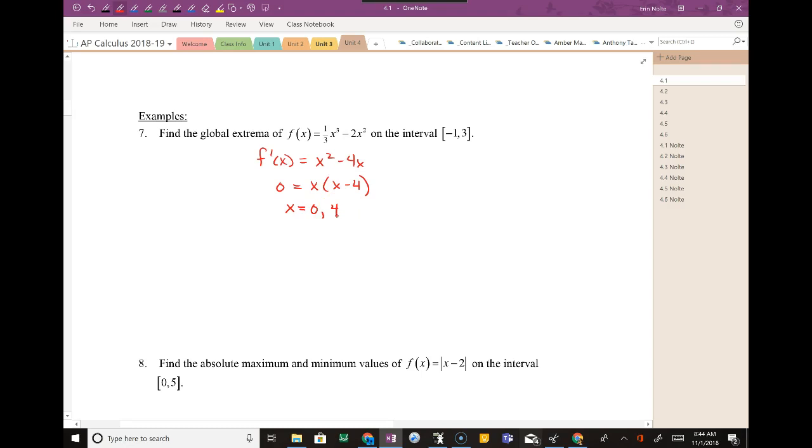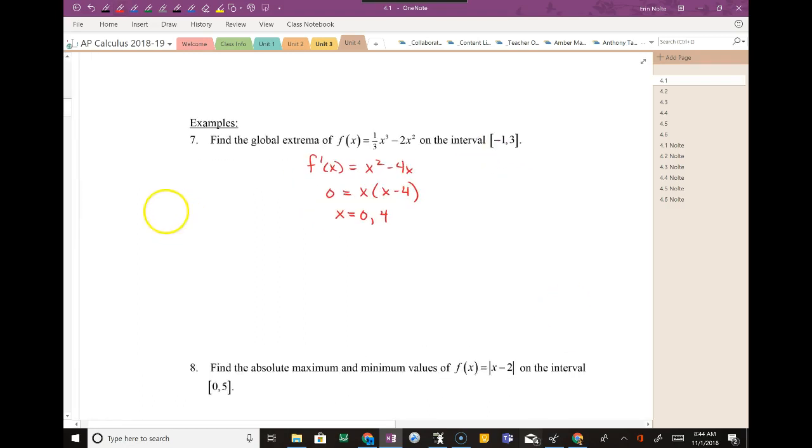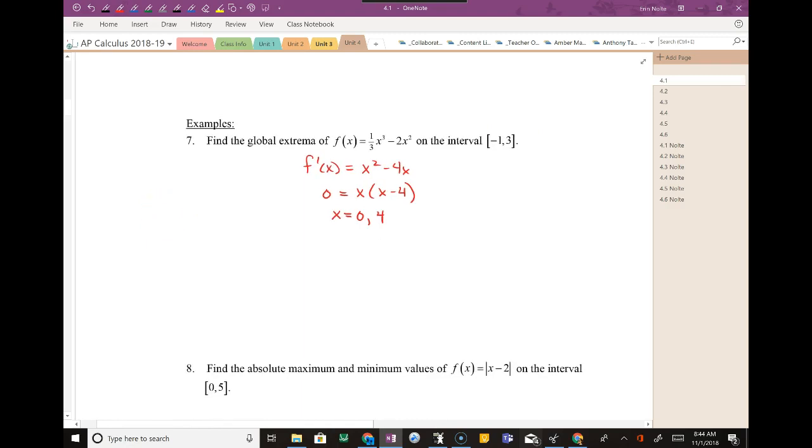Okay, so 0 and 4. The critical values that I'm looking for are the values that exist between my x interval. So which critical value is going to exist between -1 and 3? Just the 0. The 4 is going to become irrelevant because it's outside of my range. Now I have to figure out which one has the biggest y value, which one has the smallest y value. So how would I decide that?